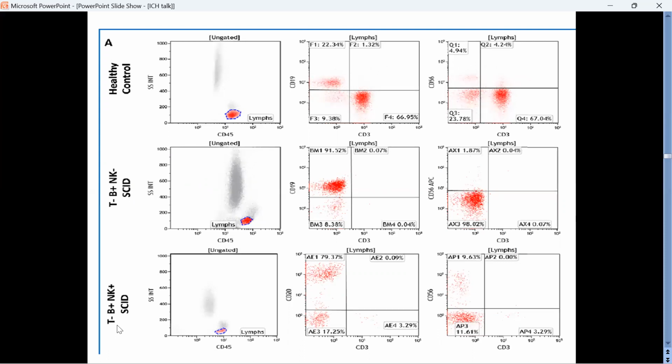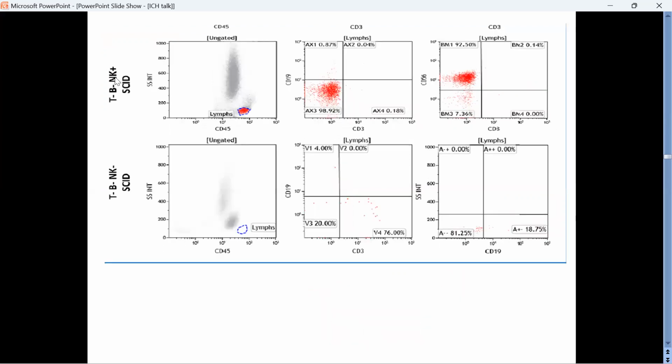Okay. So this is T negative, B positive, NK positive, where you find no T cells, but you find the B cells and the NK cells. And similarly, this is T negative, you don't find T cells, it's B negative, but NK cells are there. So it is T negative, B negative, NK positive. That's how we classify SCID based on the phenotype. Okay. This is T negative, B negative, NK negative, where the lymphocytes are completely absent and you don't find T cells, B cells, or NK cells. So nothing is there.